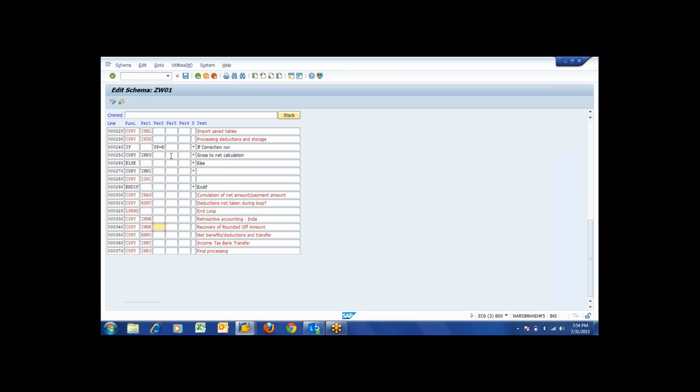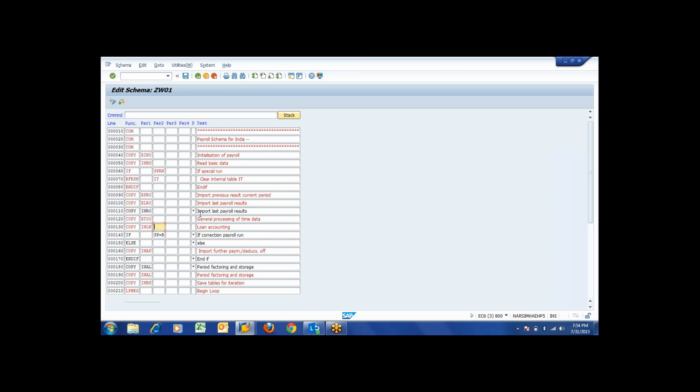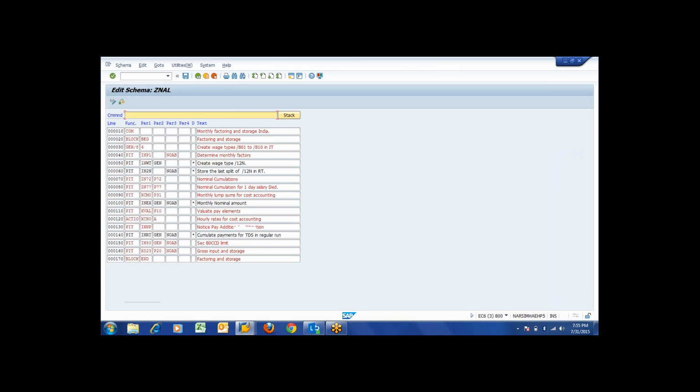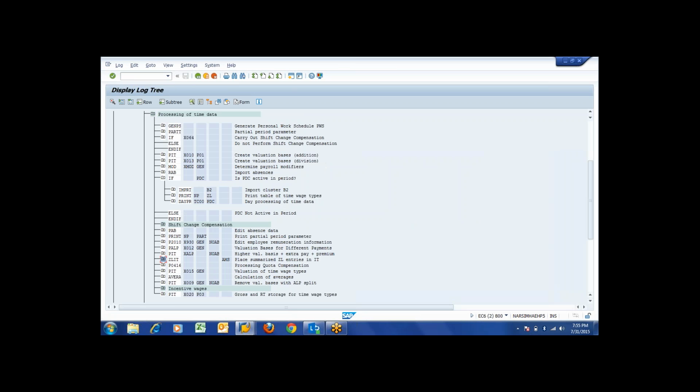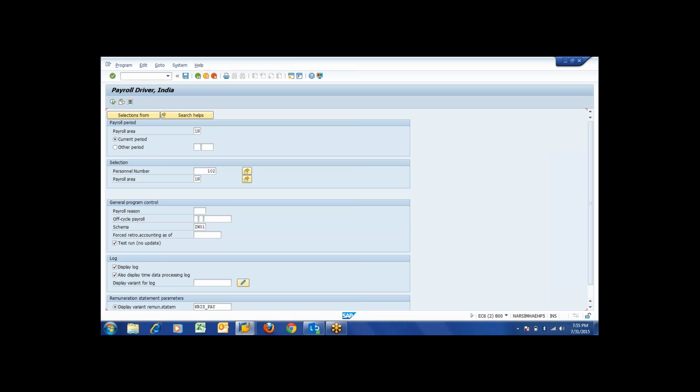The way to insert the rule in the schema is also an important thing. I will explain it when I give you the real-time training. So here somewhere I am adding before XVAL, where the factoring will happen, with parameters 2 and 3 as unknown, and I am saving. So let us see how it will work if we run the payroll with the same subschema now.